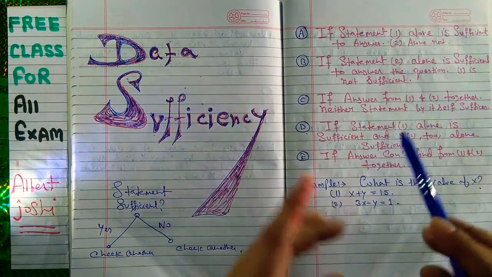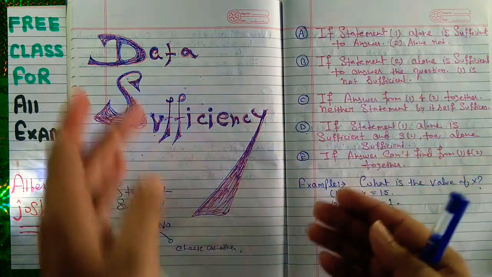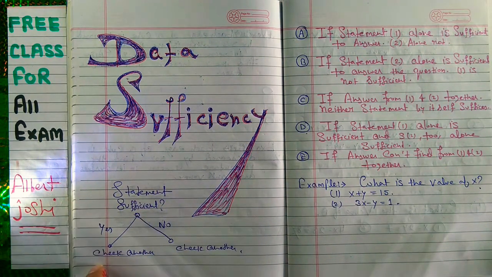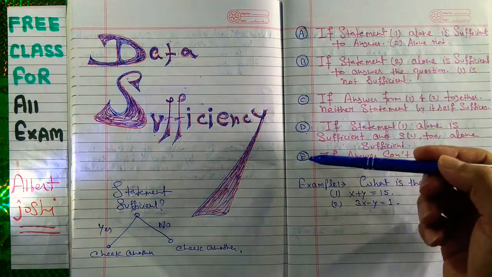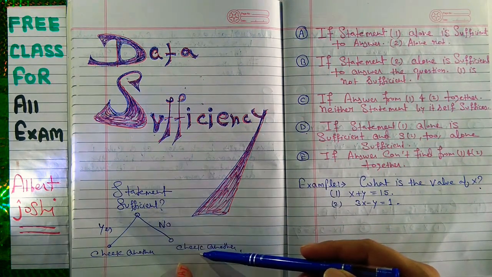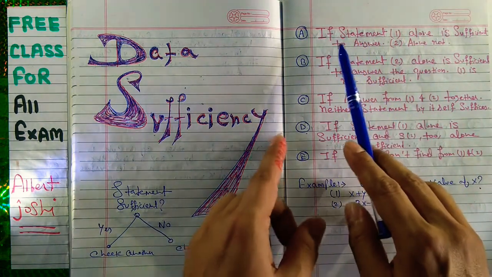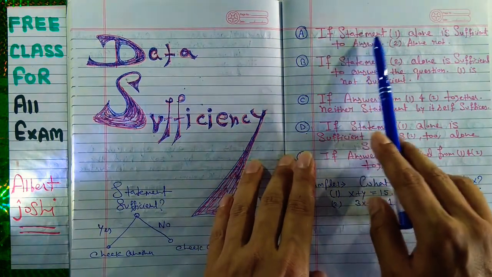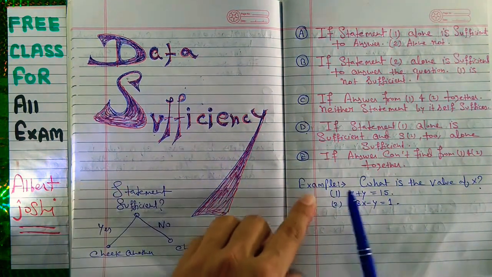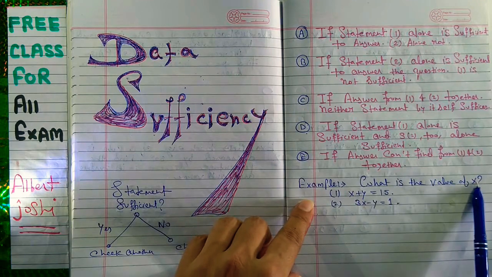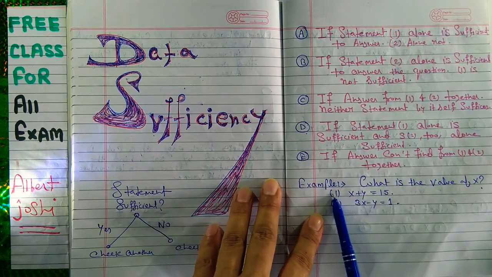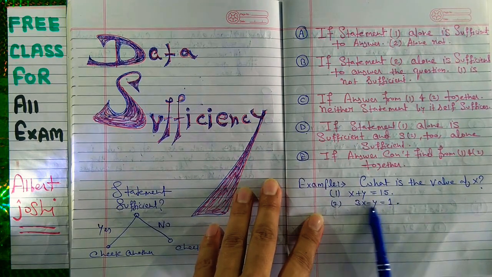In data sufficiency questions, the examiner gives you statements and asks five options. According to these statements, which one is correct? The first option asks if statement 1 alone is sufficient. In your exam, for example, the question is: what is the value of x? First he has given us the first statement, and this is your second statement.